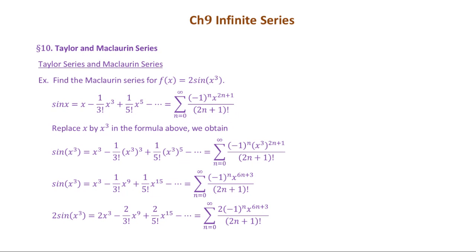Or you can write it in the sigma notation as 2 times negative 1 to the n x to the 6n plus 3 over 2n plus 1 factorial, with n starting from 0 to infinity. So that's the final answer. You just rewrite this function as a series of power functions of x with positive integer exponents for x. Any questions for this section?